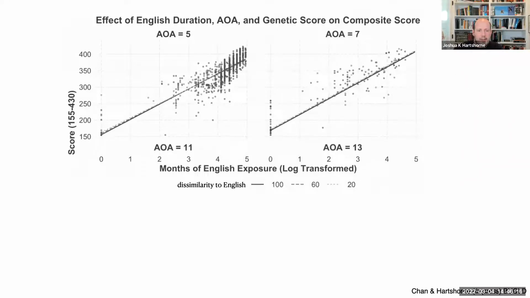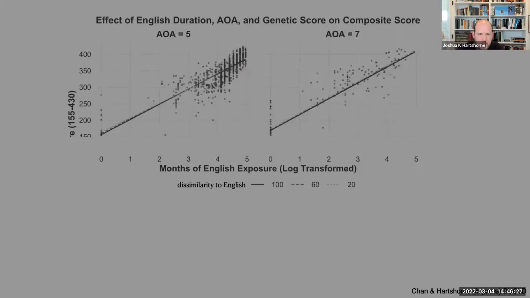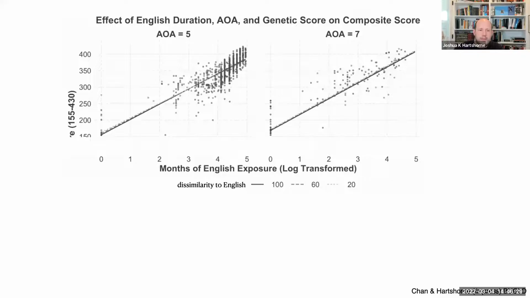If you look at the kids who, this is confusing every time. I'm just going to fix this right now. Ta-da, much better.